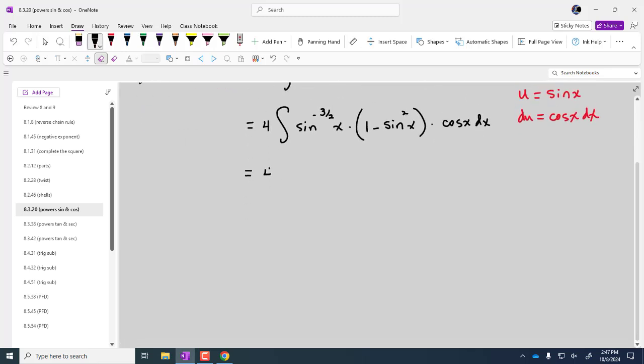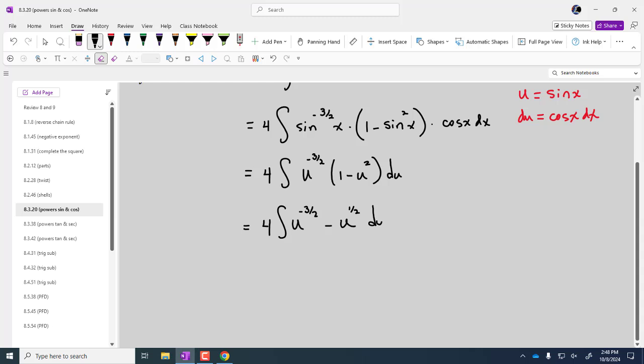Okay, so then we have 4. Here is the place to do the replacement, to do your substitution. Don't start multiplying all those sines together. Get rid of the sine first. So this will be u to the negative 3 halves multiplied by 1 minus u squared multiplied by du. On the inside we distribute, so we have u to the negative 3 halves minus u to the 1 half du.